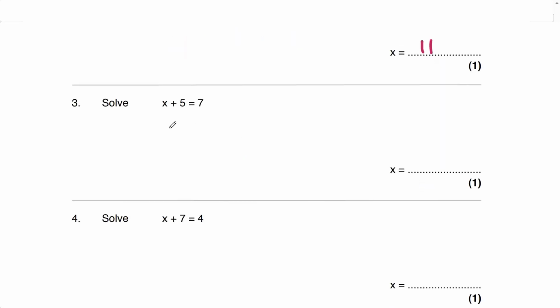The third question, solve x plus 5 equals 7. For this, you're going to subtract 5 from both sides, and that's definitely going to give you 2.